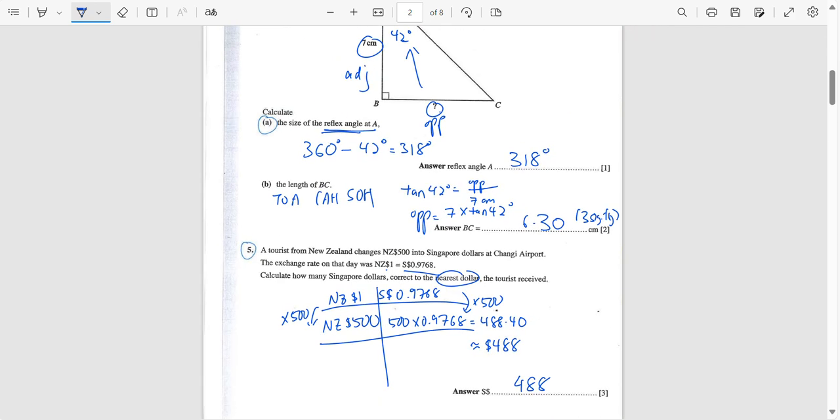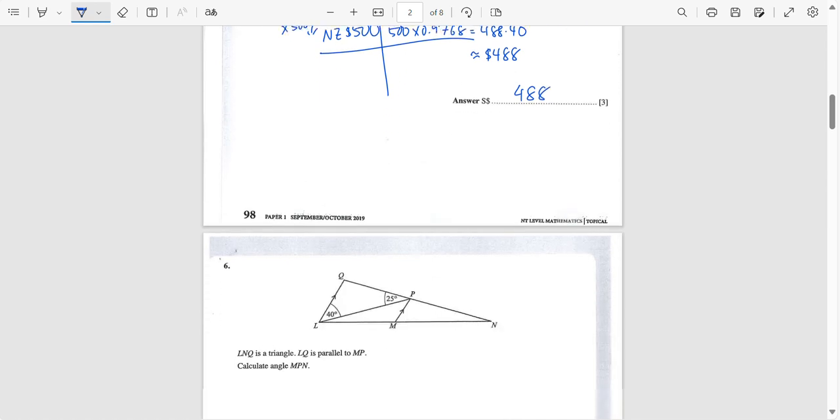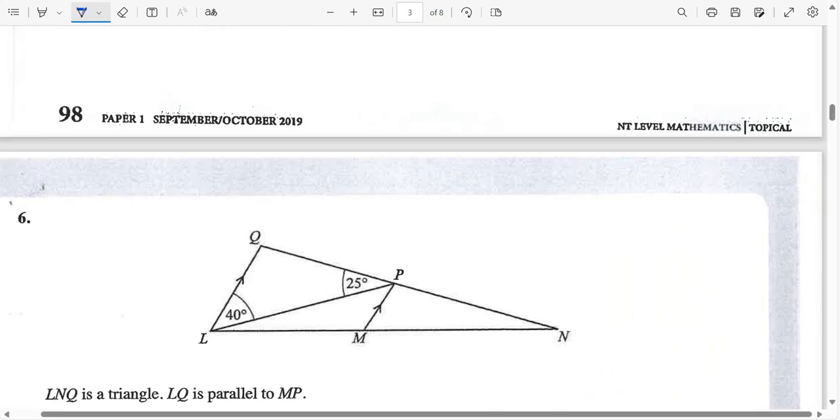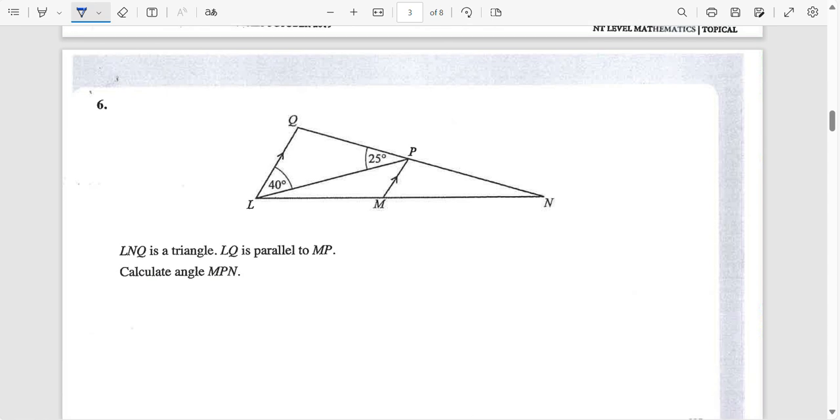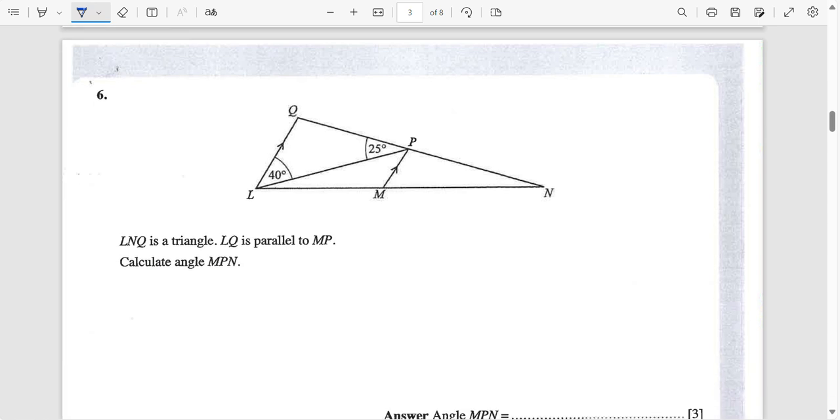Okay, this one is not too difficult. It's quite straightforward. Okay, next. Triangle LNQ is a triangle. LQ is parallel to MP. Calculate angle MPN. So you need to find MPN, which is this angle.